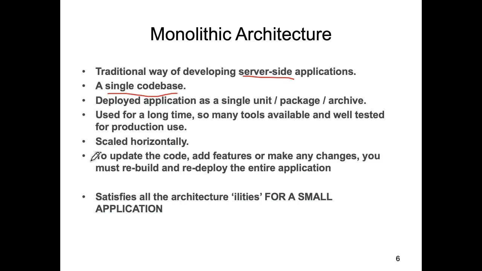To update the code, if we want to make changes to the code, we make changes, but we have to redeploy the entire application. We can't redeploy a part of it, unlike with Lambdas, where we can redeploy a particular part. So those are the characteristics of the monolithic architecture.